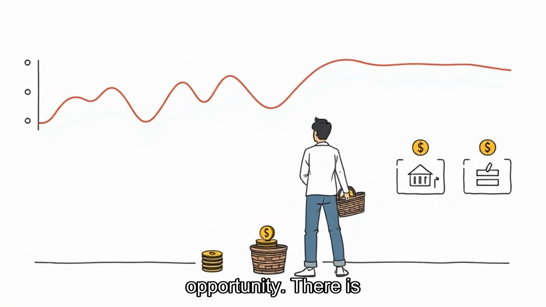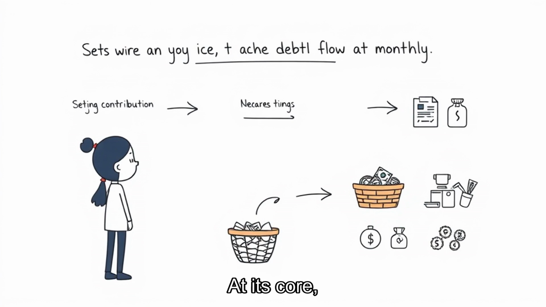There is a much calmer approach that removes the question entirely. It is called dollar cost averaging. At its core, dollar cost averaging is the practice of investing a fixed amount of money at regular intervals, regardless of the current price. Maybe $100 on the first of every month.